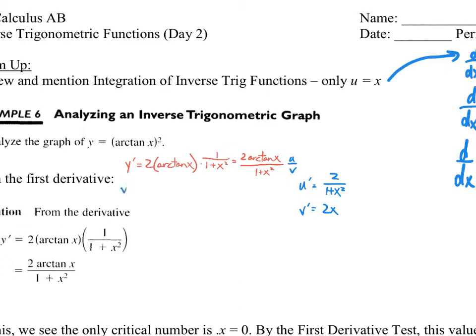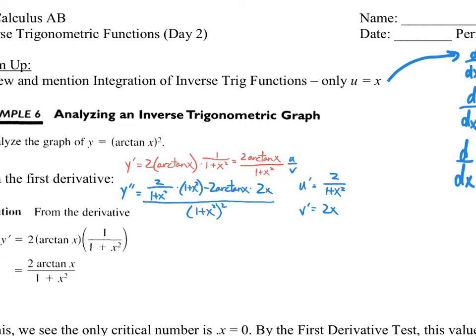Alright, so when we're doing our second derivative, we've got u prime times v. V is just 1 plus x squared, minus u, 2 arctan x, times v prime, all over v squared. So we have 1 plus x squared, squared.